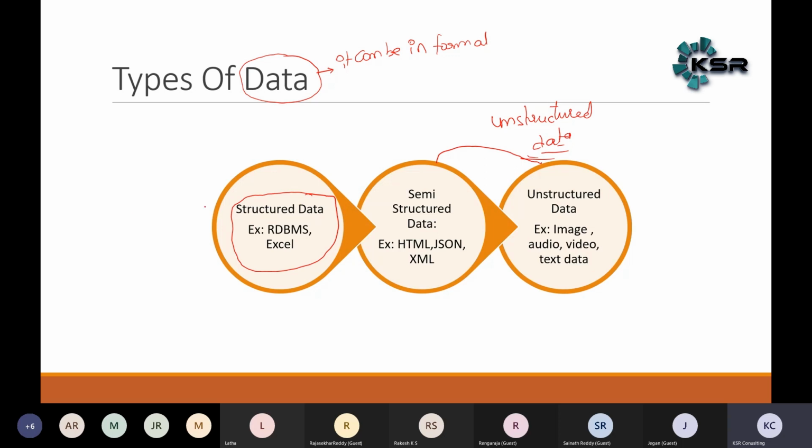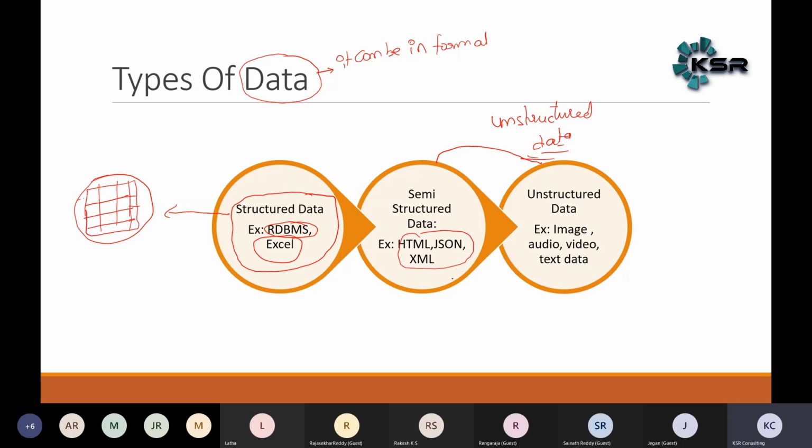Structured data means any data which is in tabular format, which is nothing but rows and columns. Some examples are MS Excel, RDBMS, which is SQL, MySQL and so on. Semi-structured data means any data which is in the form of HTML, JSON and so on.